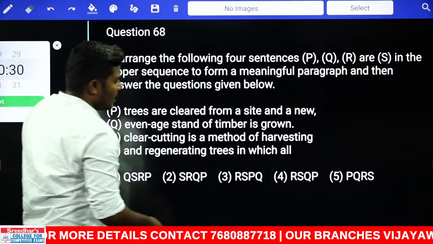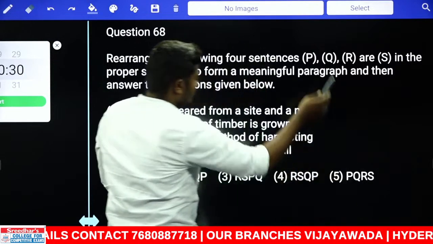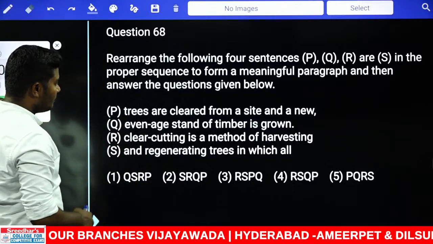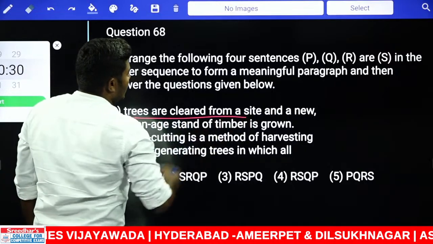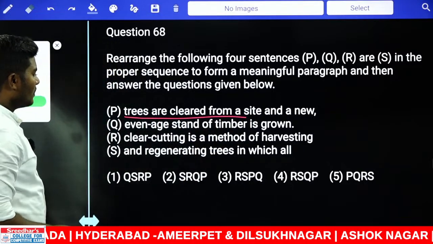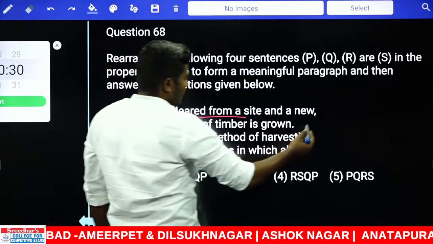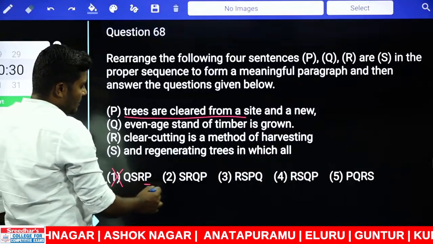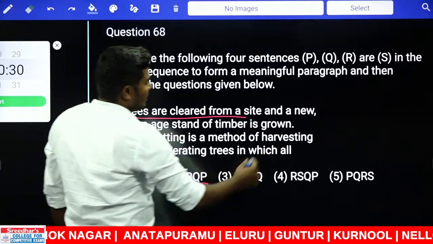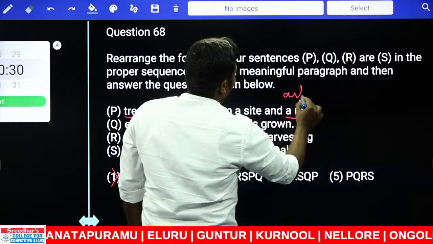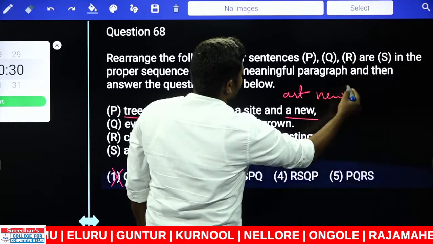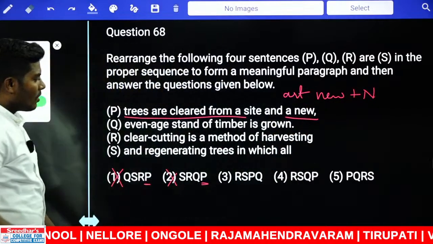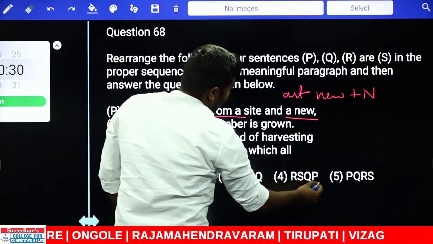Let's look at this. Trees are cleared from a site and a new continuation is needed for that. A new continuation is needed. P cannot be used at the end, so you can eliminate the first option. You can also eliminate the second option because A is an article, new is an adjective, and in continuation we need another adjective and noun combination, right? So P cannot be at the ending. We can also eliminate the fourth option.